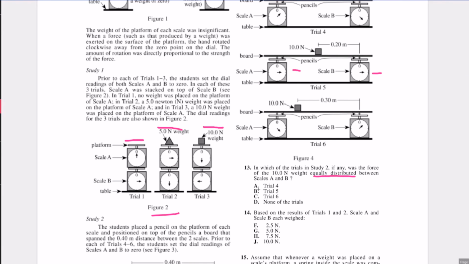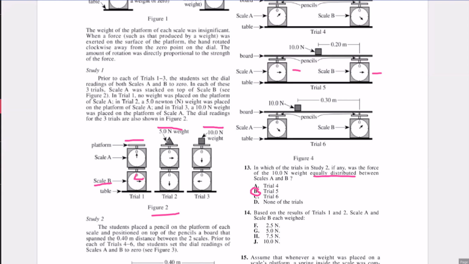That means it's going to be trial 5. That's B. Question 14 says, based on the results of trial 1 and 2, scale A and B each way. So let's look at trial 1 and 2, right? If you put the scale on top of another scale, this scale B down here is only reading the weight of scale A. It's going to go about a quarter of the way. So a quarter of the weight is equal to the scale.